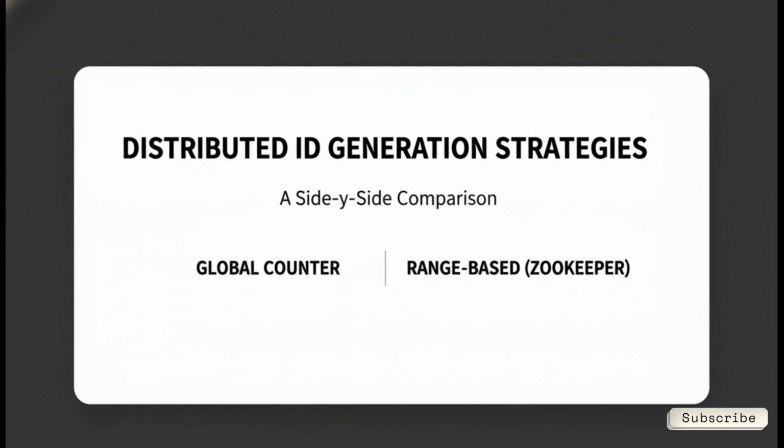Now, there are a couple of ways to do this. You could use a global counter, which is like a single ticket dispenser at a deli. It's simple, it's unique, but now everyone has to wait in line for a number. It's a new bottleneck. A much better way is range-based allocation. Here, a central coordinator, like Zookeeper, hands out big blocks of numbers to each of your servers. So one server gets IDs 1 to 1,000,000, another gets the next million, and so on. This is way better, but you still have that central service, which could be a point of failure.